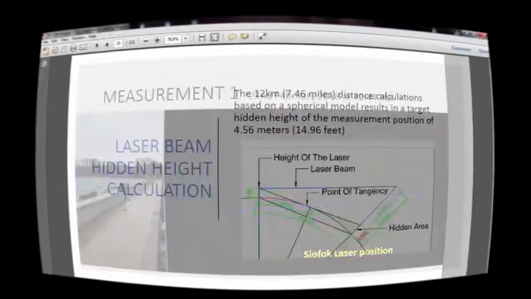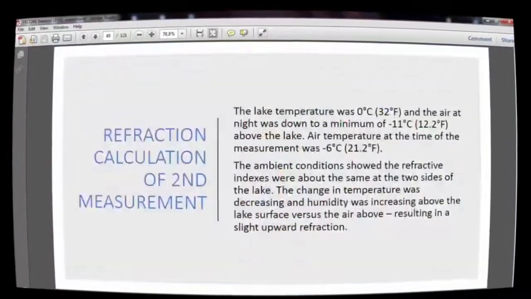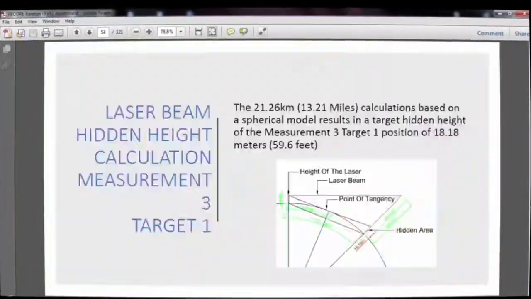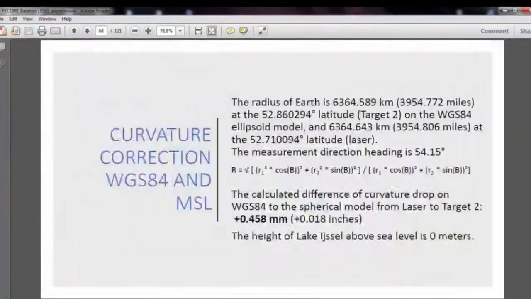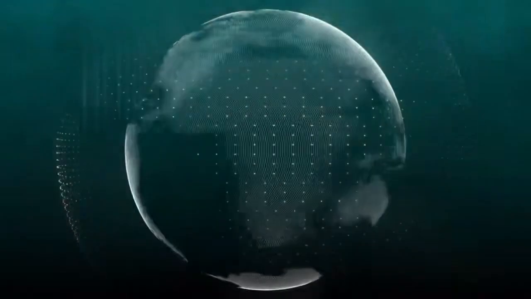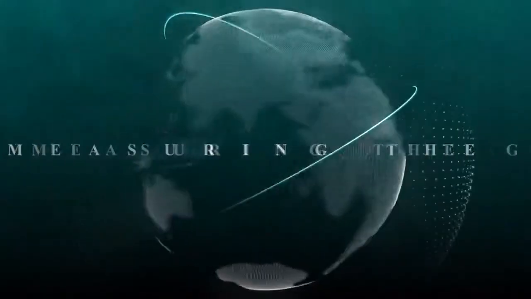FE Core used a ray of the collimated laser beam to verify the curvature of the surface by considering the refraction data. The refraction calculation for each TLT measurement is shown in the FE Core document that is presented in this video. Factors in measuring the geoid model. Let's take a minute to demonstrate the factors in measuring the geoid model.